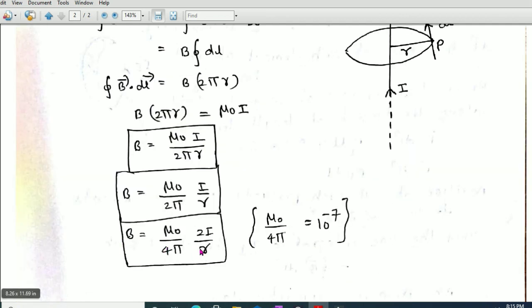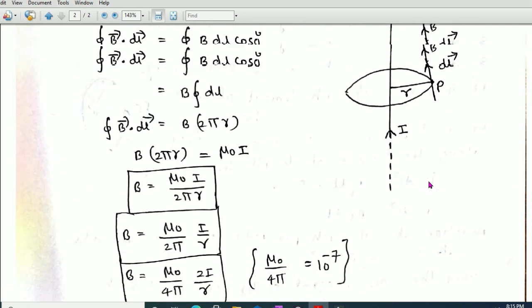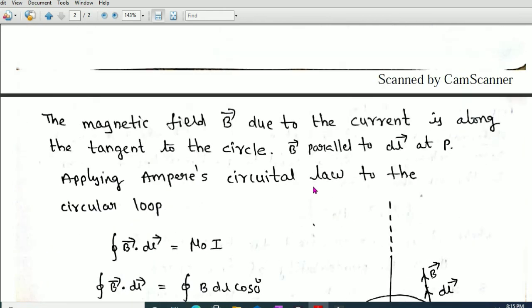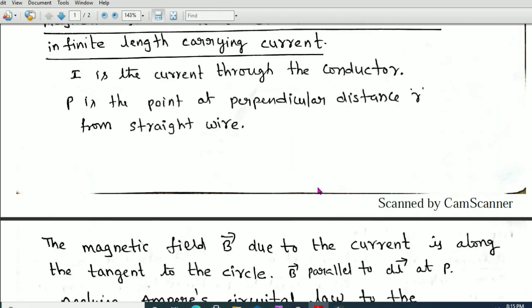The magnetic field depends on the distance r here, being inversely proportional to the distance. As the distance increases, the magnetic field strength decreases. If you move the point somewhere here, the magnetic field strength decreases. That means all the points which are at a distance of r have the same magnetic field. So everywhere at a distance of r the magnetic field is the same. So that is about Ampere circuital law and the application of Ampere circuital law.